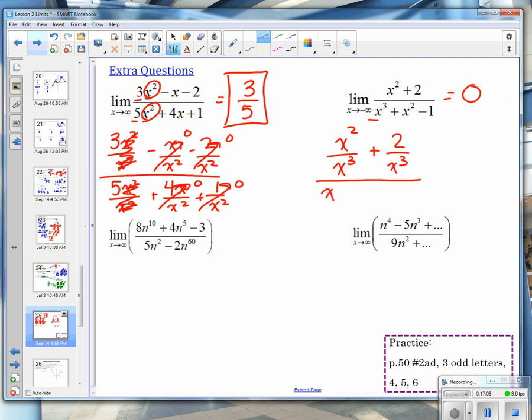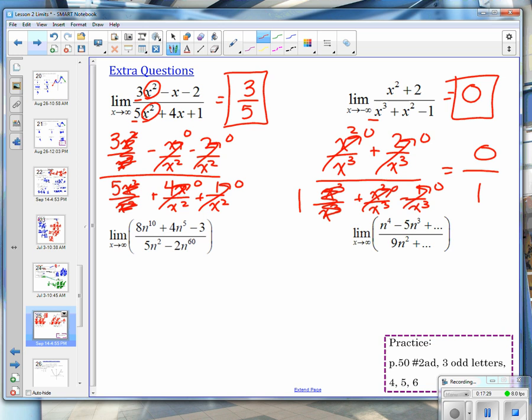Over x cubed over x cubed plus x squared over x cubed minus 1 over x cubed. Again, anytime you have a denominator that's going to have a variable in it, it's going to be equal to 0. These cancel, so that's going to be 1, 0, 0. So this is going to be 0 over 1, which obviously is 0.